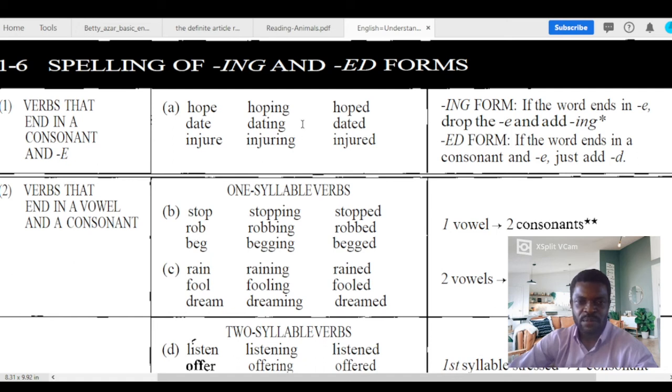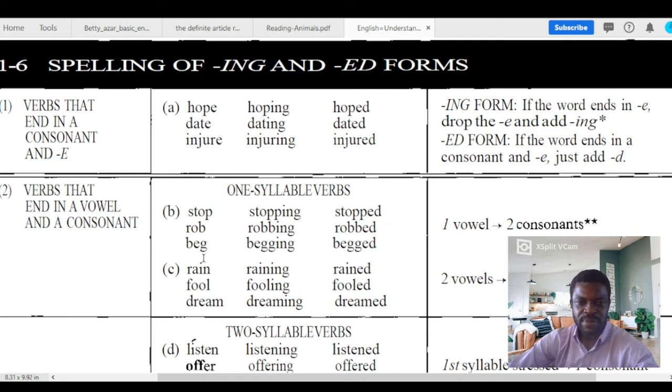So when we are forming the ing form, what do we do? We have to double the last letter before we add the ing. Stop becomes S-T-O-double P-I-N-G. Here, rub becomes rubbing. And when we're forming the ed part of it, what do we do? We double the last letter and add what? Ed.